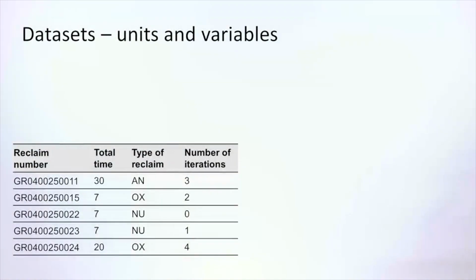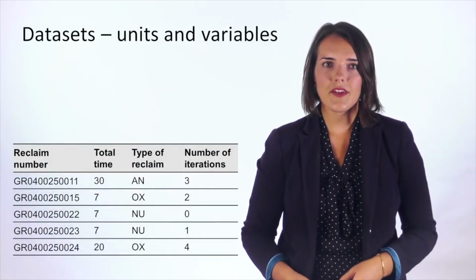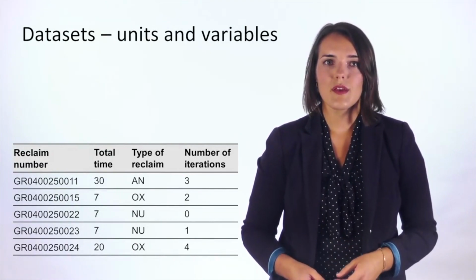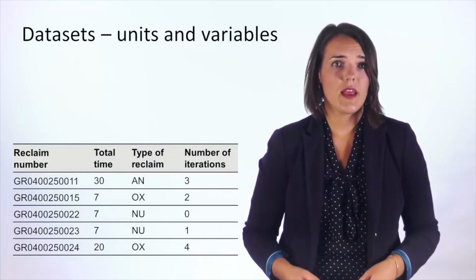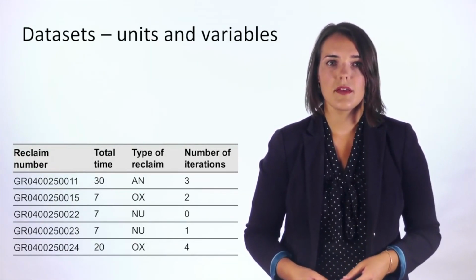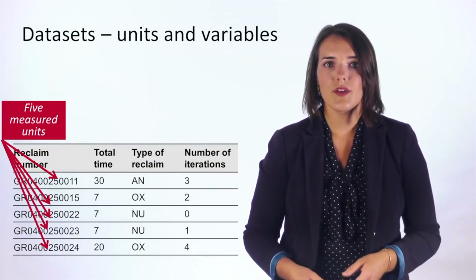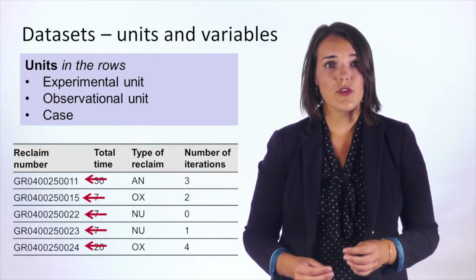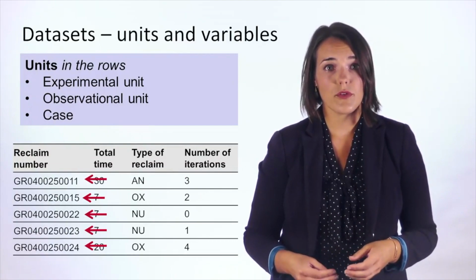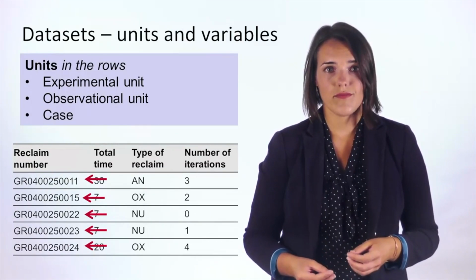Now, let's move away from our bank example and just consider the data. As I mentioned at the start of this video, a dataset consists of units and variables. The unit is the thing being measured, on which you have performed your measurements, and that is in this example a reclaim. And you collected data on 5 reclaims, or 5 units. Units are always stored in the rows of your dataset. A unit is called the experimental or observational unit, or sometimes referred to as a case. This just depends on the book you're reading.